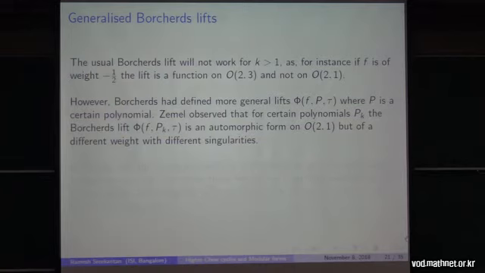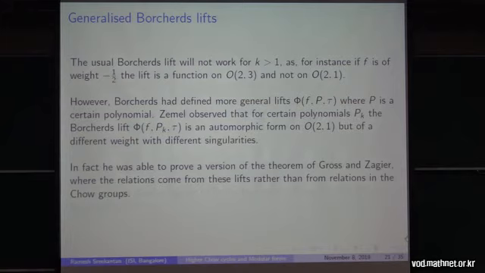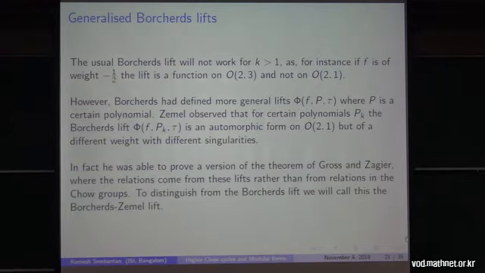What are different ways and different kinds of singularities? In fact, he was able to prove a version of the theorem of Gross and Zagier. You want to show there's a connection between modular forms of a certain weight and relations between certain cycles. What he did was take a modular form of a certain weight and apply these lifts, and he defined those things as the relations between the CM points in some ways, and he could prove a version of the Gross-Zagier theorem using that.